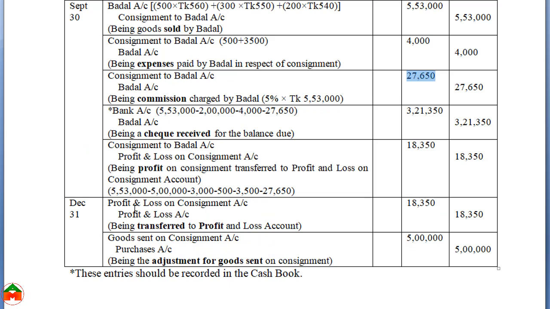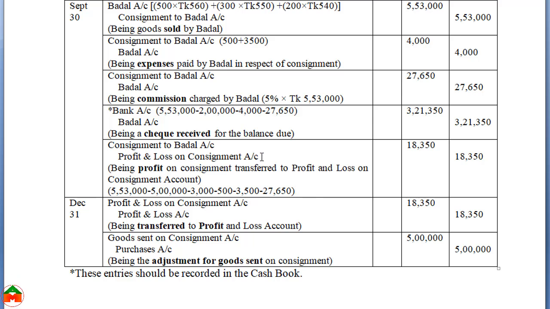So after deducting this 5 lakh cost price of the goods sent, 3,000 cost by the consignor, 500 and 3,500 cost by the consignee, and 27,650 commission, after deducting all the expenses of consignor, consignee, commission and cost price of goods sent, we can see the amount of profit is 18,350. And the journal is consignment to Badal account debit and profit and loss on consignment account credit.